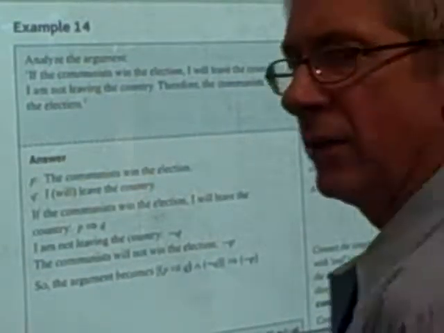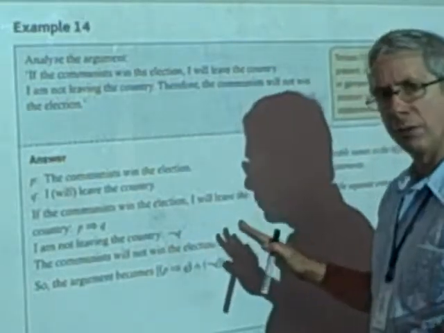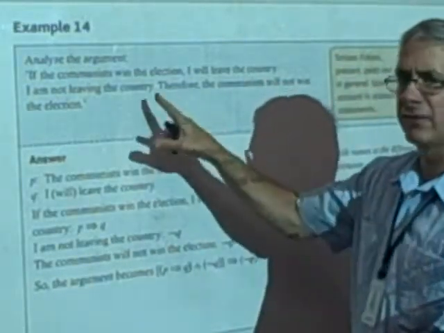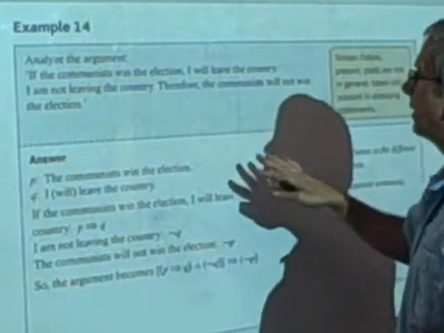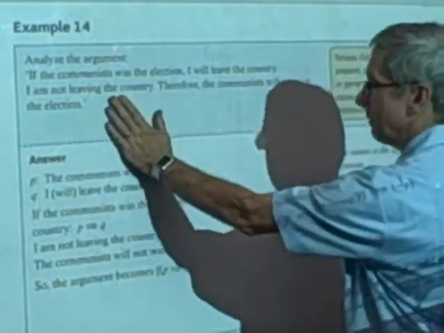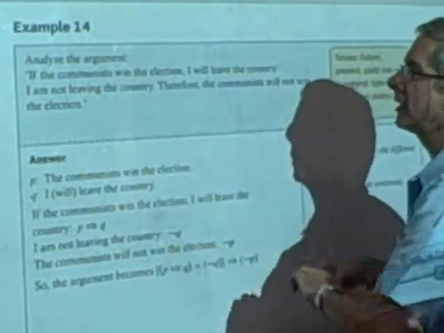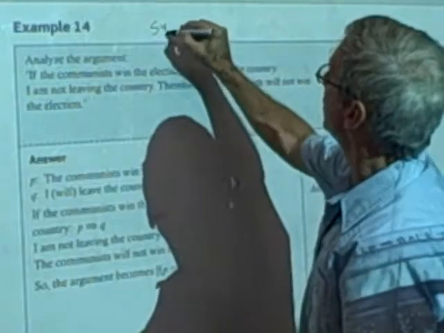Okay, this next one is a building up to problem in 9J, and I first want to look at example 14 for its definition. Now, this says, here's an argument, because it has an implication in it. If the communists win the election, I will leave the country. I am not leaving the country, therefore the communists will not win the election. This is a particular kind of argument called a syllogism.